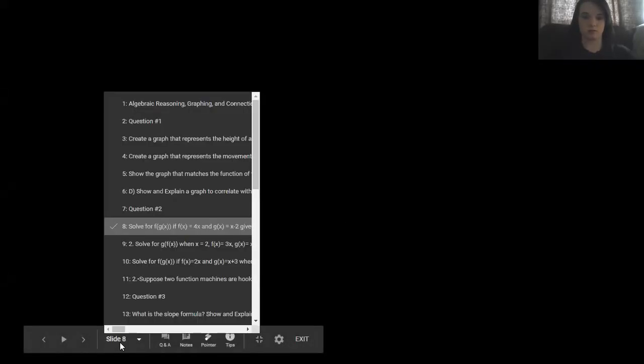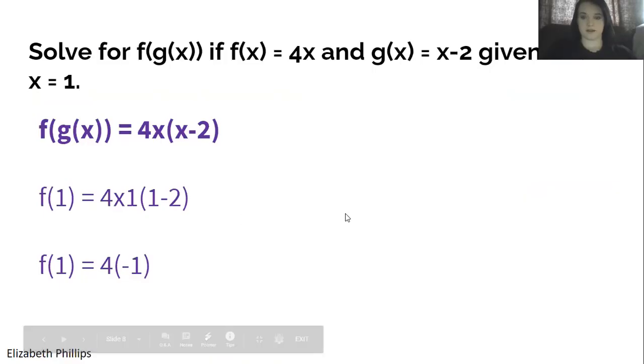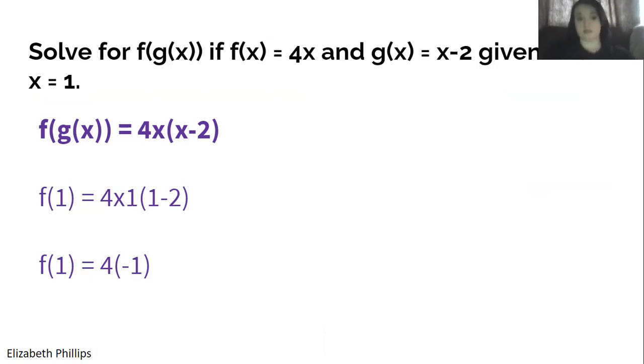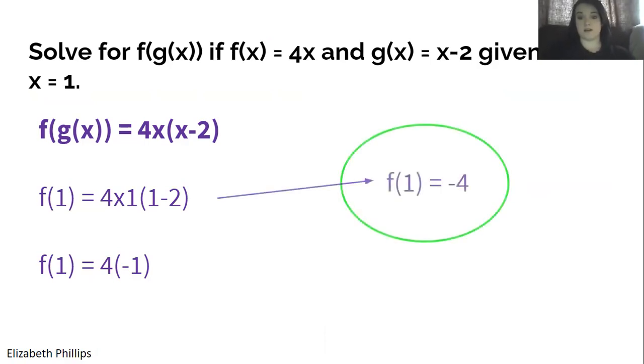My screen went black. There it goes. And then we're going to do 4 times 1, which is going to be 4. Next, we're going to do 4 times -1, and that's going to give us a solution of -4.